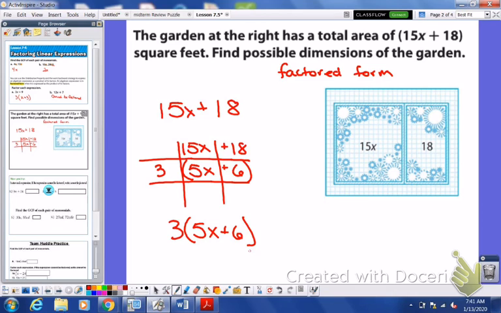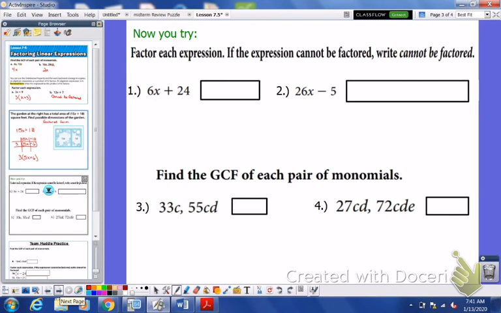All right, guys, that's the end of this lesson. So now you have a couple now you try problems. Number 1 and 2, you're factoring each expression, so that's that second part of the lesson. Then 3 and 4, you're finding the GCF, which was the first part of the lesson. So if you want to start with 3 and 4 and then do 1 and 2, just make sure you get all 4 of them done. All right, nice short end of the chapter here for you guys.